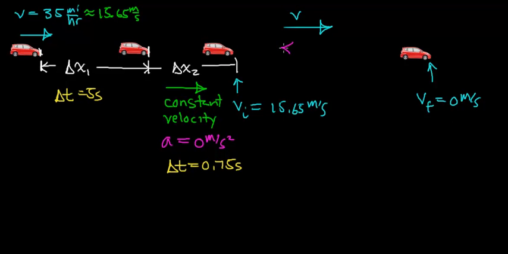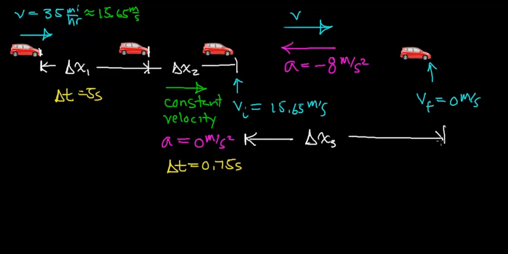Now, the car is going to be accelerating in the opposite direction that the car is moving. And in this case, the acceleration is going to be negative 8 meters per second squared. What we want to do here is we also want to calculate the distance that it takes for you to come to a stop, and in this case we're going to call this delta x3. Now, while you're applying the brake, we don't know how long it takes for you to come to a stop.